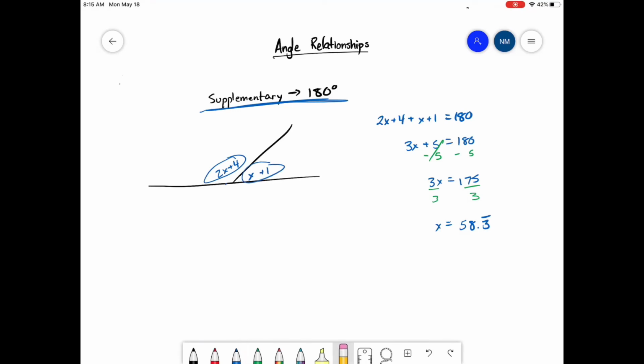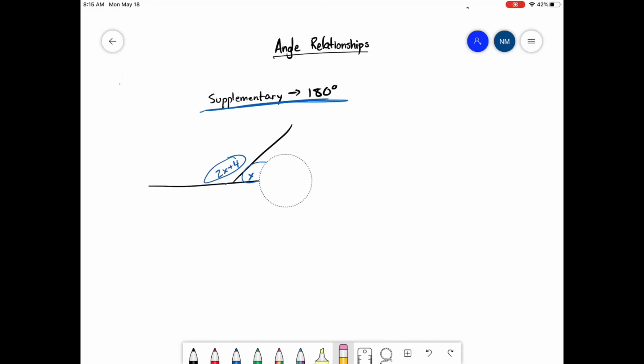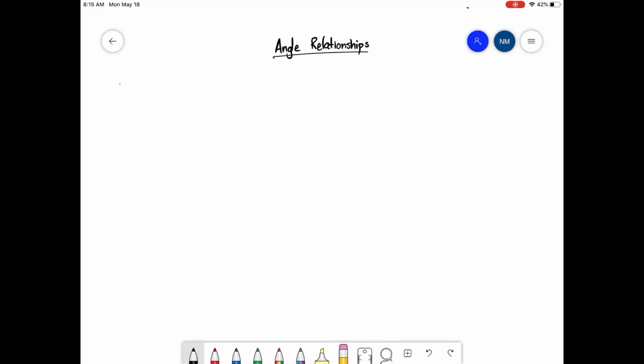The last thing we'll look at is vertical angles. So remember, vertical angles are angles across from each other and they are equal. So say I know that this is 110 degrees and this is x. I simply set them equal to each other. So if one is 110 degrees, so is the other.